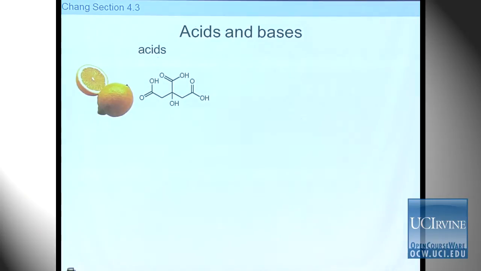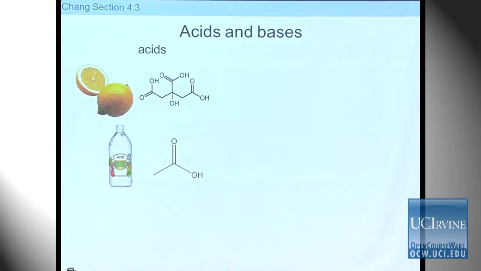Okay, acids are molecules or compounds that can give off an H plus, okay, a proton in solution. And this is one example. This is a very interesting molecule. This is citric acid. Citric acid is an acid because this H can split off and go in solution. And then you have a proton that is fully dissolved in water, and hence it is acidic. Because the concentration of protons defines how acidic a solution is.